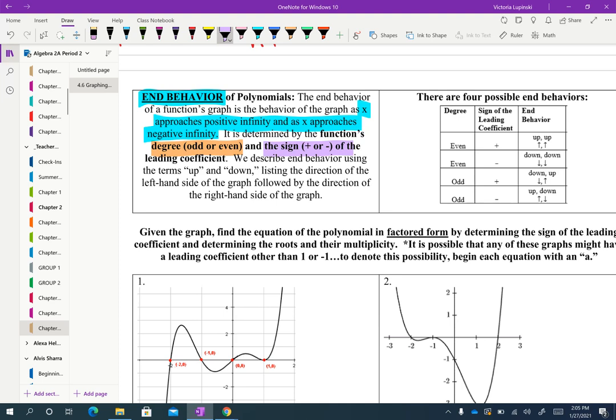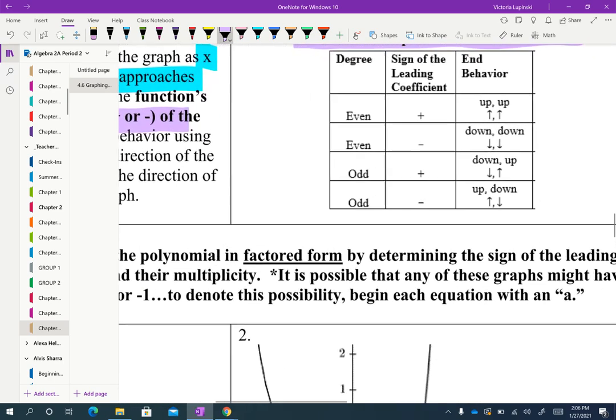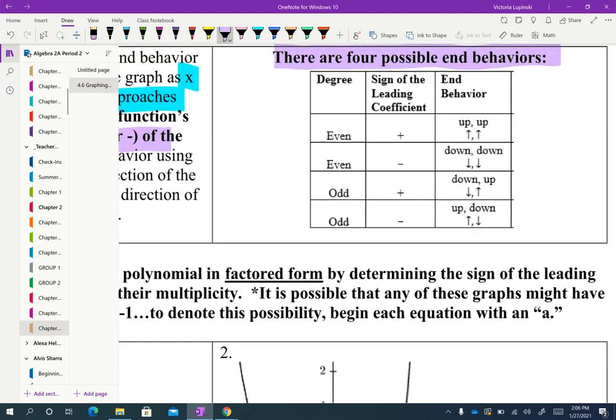We describe them using up and down, and again, it describes the left and right hand behavior of the graph. So over here are the 4 combinations for end behavior. Again, you should have them written down several places, but just in case you need another reminder, even positive would be up, up, even negative would be down, down, odd positive would be down, up, and odd negative would be up, down.